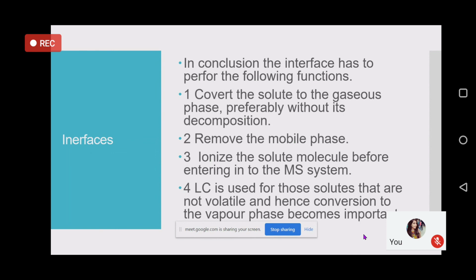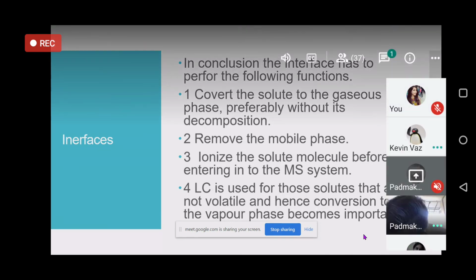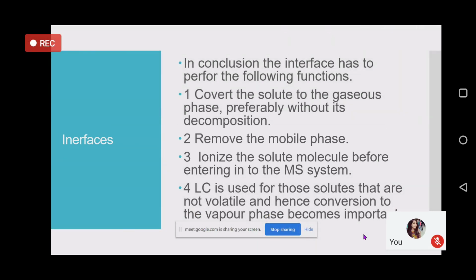Any query? Yes? Sir, can there be a case where the sample can have both volatile and non-volatile components? There can be. It depends on the source from which the sample is derived.